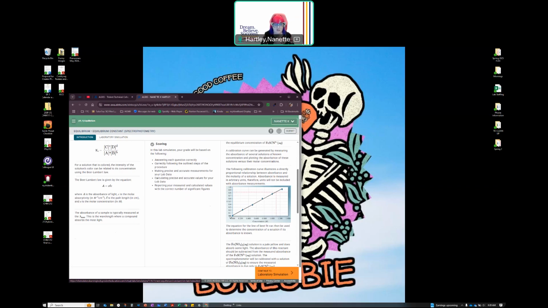Okay. So we take as many points as we can and we create a calibration curve. And that's the first thing we're going to do in this lab is create a calibration curve. Once we've created that calibration curve, then we can use that calibration curve to look at what is the actual concentration of the colored species that we've made.